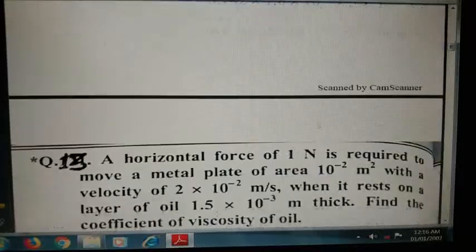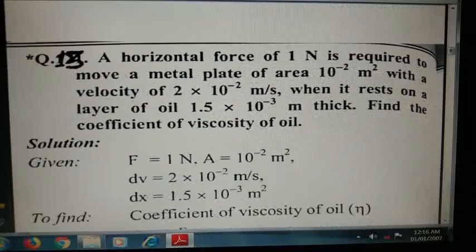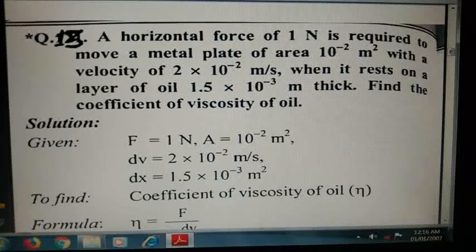Now the next problem, number 13. A horizontal force of 1 Newton is required to move a metal plate of area 10 to the power minus 2 meter square with a velocity of 2 into 10 to the power minus 2 meter per second when it rests on a layer of oil 1.5 into 10 to the power minus 3 meter thick. Find the coefficient of viscosity of oil. Here we have to calculate the coefficient of viscosity, eta. What are the given quantities in this problem?